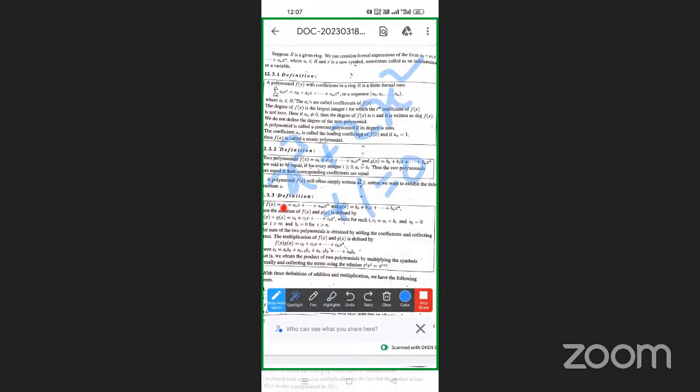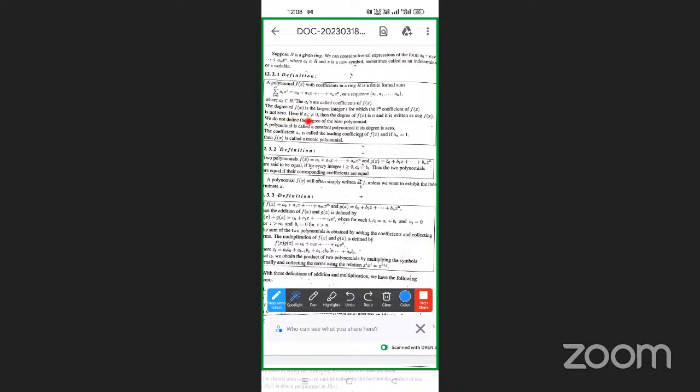Here a3 into x power 3 plus a2 into x square plus a1 x plus a0. So these are the coefficients. The x power 3 coefficient is 1, the x square coefficient is 2, and this is the constant term. The degree of the polynomial is 3, the highest power in the given polynomial, x cube. So the degree of f of x is the largest integer i for which the ith coefficient of f of x is not 0.